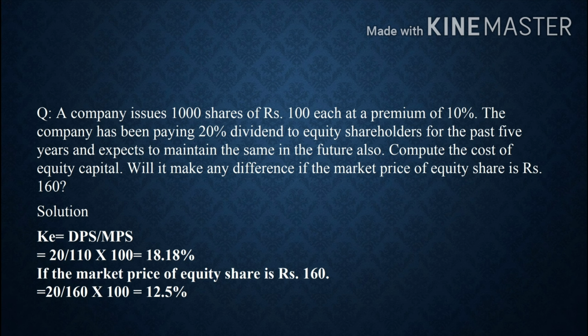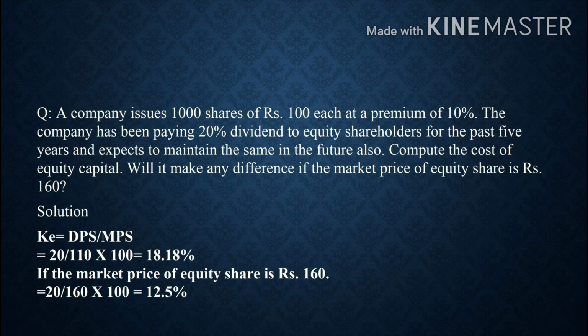Dividend per share, how much? That is 20%, that is given in the problem. So 20 divided by market price per share, how much? See the problem, 100 each at a premium of 10%, right? So 110. So when we substitute the values in the equation, we will get 20 divided by 110 into 100. So the answer would be 18.18%.